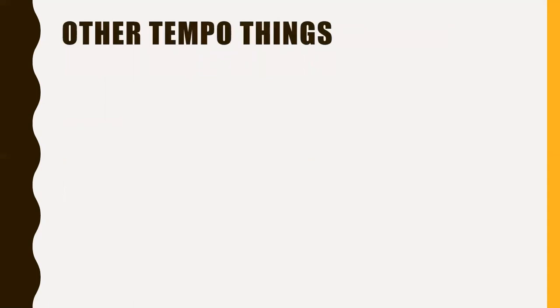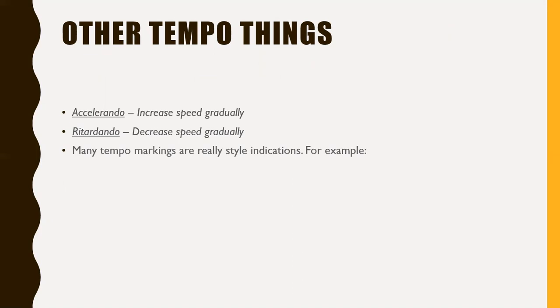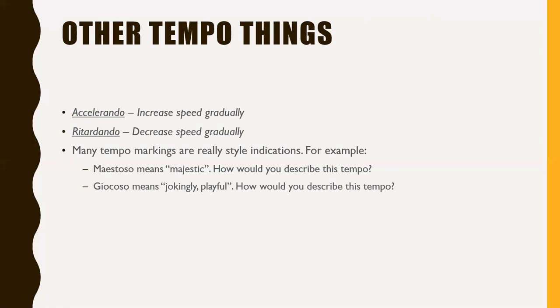And some other tempo things. Accelerando, you can tell just by the word. Accelerate, which means increase your speed gradually. Ritardando is to decrease speed gradually. And some tempo markings are style indications. So if we see maestoso as a tempo marking, it means majestic. So you describe this tempo as like the entry of a king, or how fast you would walk during graduation, during Pomp and Circumstance. Giocoso means jokingly and playful. So you would describe that as a little quicker, nice and light and quick.